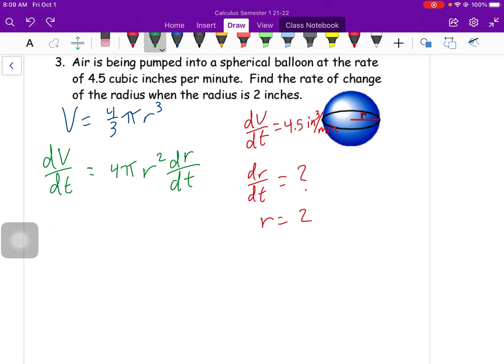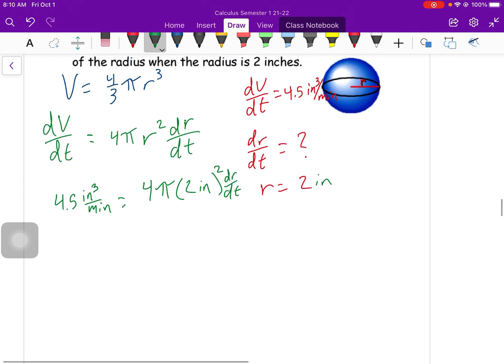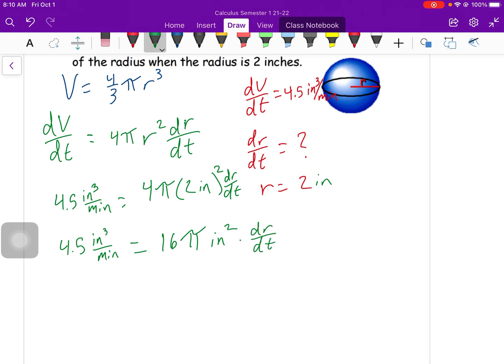So now I can plug in the things that I know. I know dV/dt is 4.5 inches cubed per minute. I have 4π, the radius is 2, I should have put inches here, 2 inches squared, and then dr/dt. This is now algebra. You can solve it in either order that you want to. I'm going to first multiply out the right-hand side as far as I can, where that 2 squared is 4, times 4 is 16π, and then inches squared is inches squared, dr/dt.